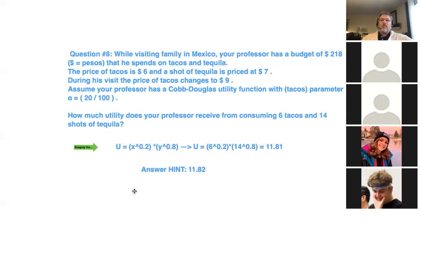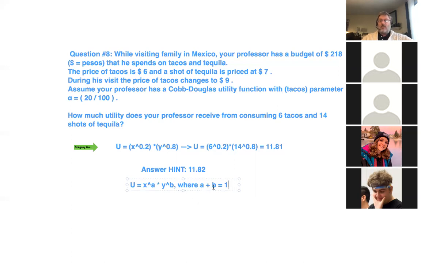And remember, not all utility functions are Cobb-Douglas. We're just picking Cobb-Douglas because it's handy for lots of reasons. But it's a raised to the alpha times y raised to the beta. And then you found the beta with 1 minus 0.2. Yeah, because we also know that a plus b is equal to 1. That's what makes it Cobb-Douglas.